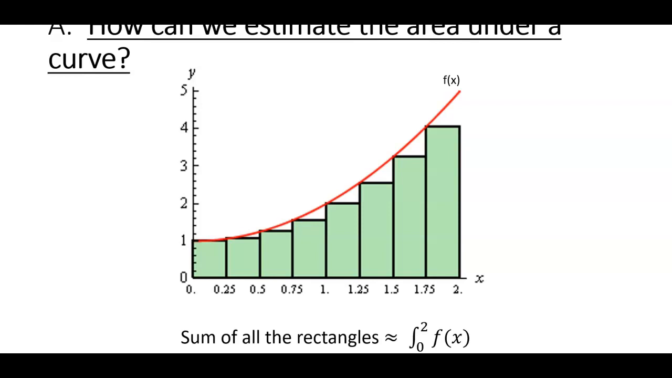So if you add up all these rectangles, you're going to get something pretty close to the actual area under the curve, and that's what this little equation down here on the bottom represents. We're going from 0 to 2, and that would be the area on that interval approximately. So let's go ahead and proceed here.